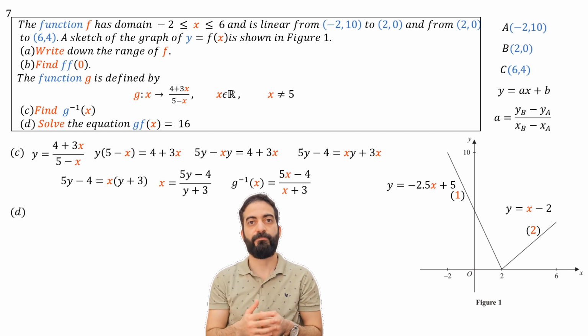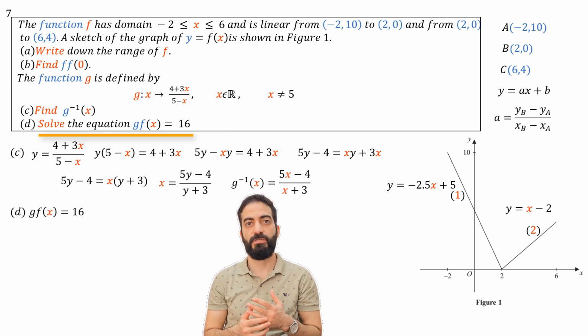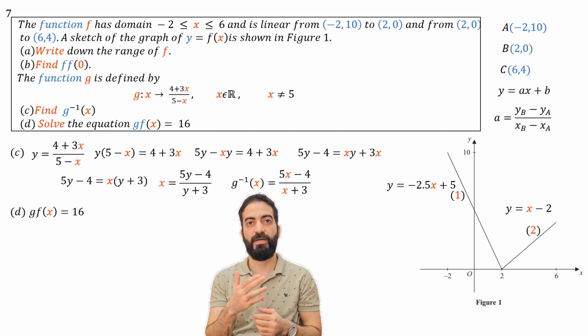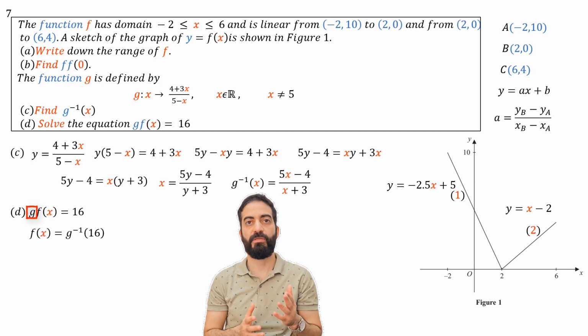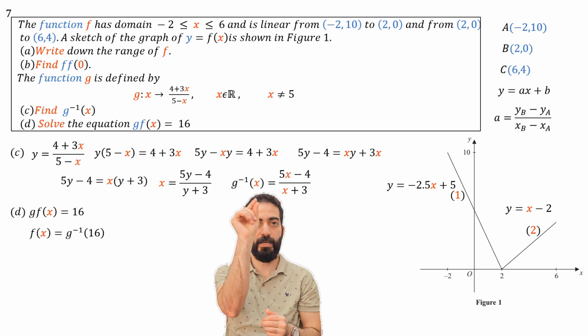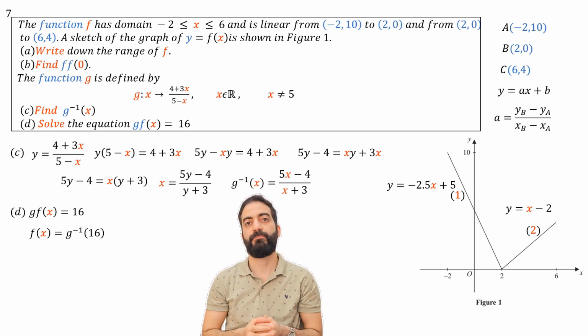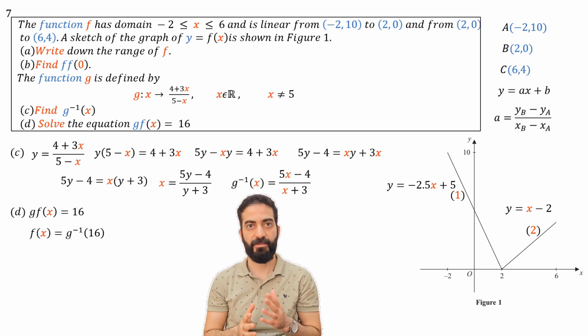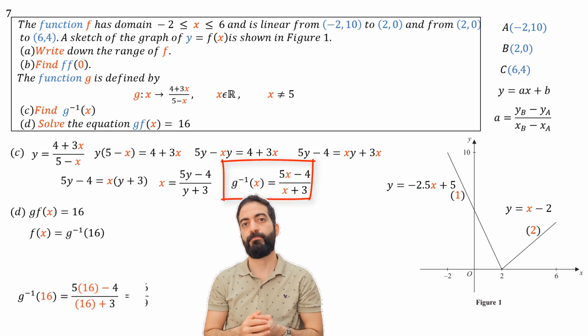Now we move to part D. Solve the equation gf(x) equals 16. When we have two or more functions, we have the right to take the last function, which is g. We can put it after the equal, but we must put minus 1 above it in this way. Now we can get the answer to g minus 1 of 16 in this way.